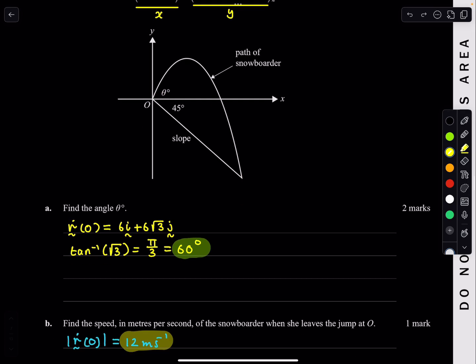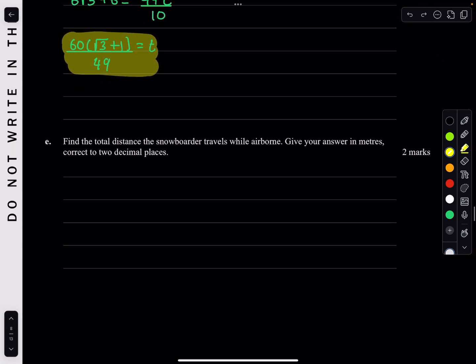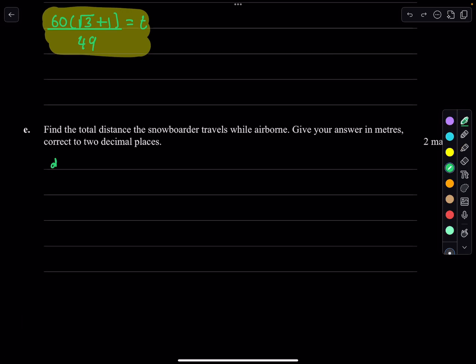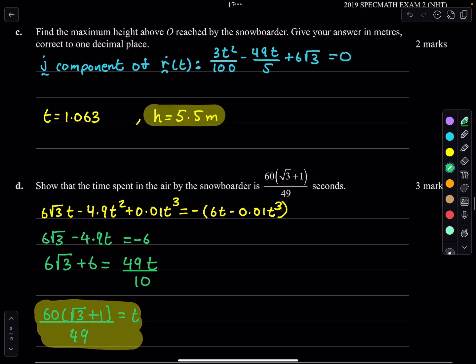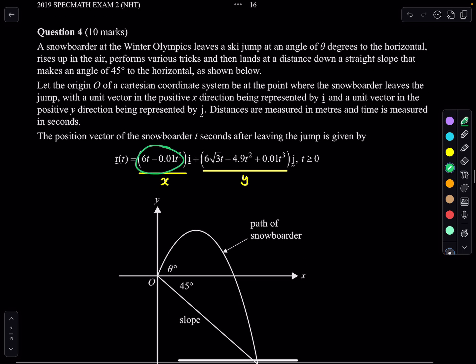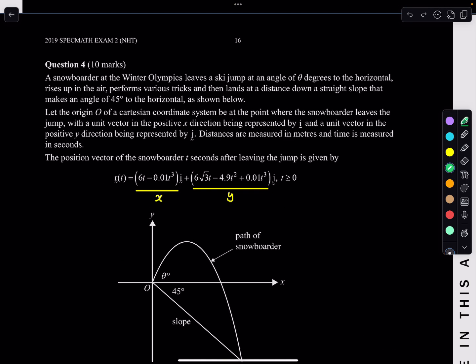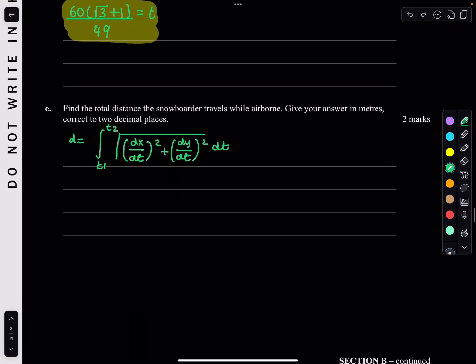And that's easy. This is just like using your parametric distance formula. So we know distance is equal to the integral from t1 to t2 of the square root of dx/dt squared plus dy/dt squared, dt. This is on your formula sheet. Remember, this is your x component, that's your y component. We need to find the derivative of both of them and put them in this equation.